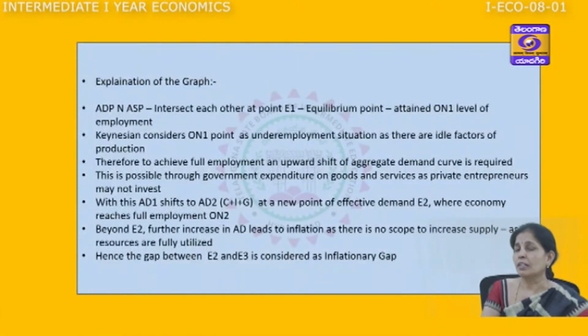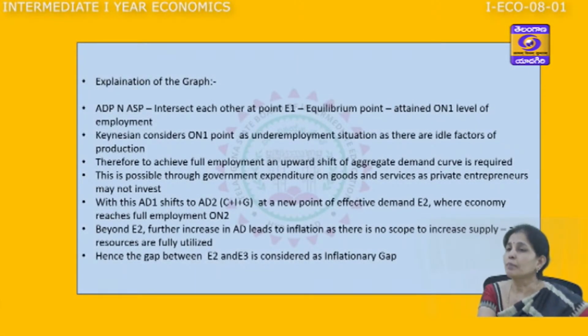Let us talk about the graph over here. ADP, the aggregate demand price, and the aggregate supply price intersect each other at point E1, which is the equilibrium point. And at this particular point, we have ON as the level of employment. But here, ON, as I said, is a situation of underemployment. We still have some of the resources which are idle.